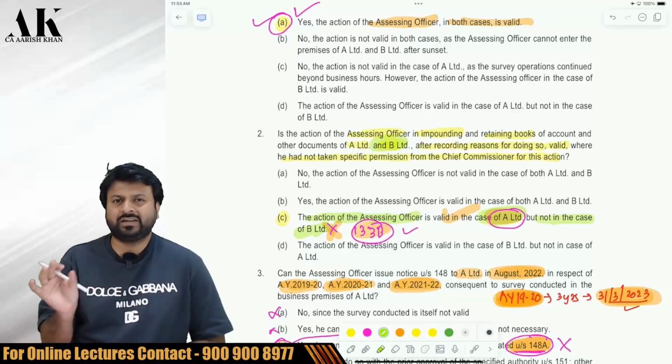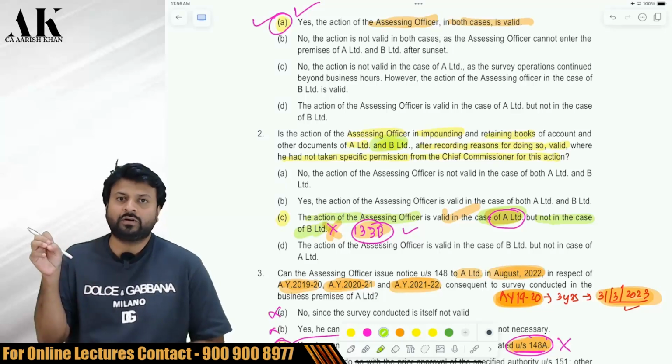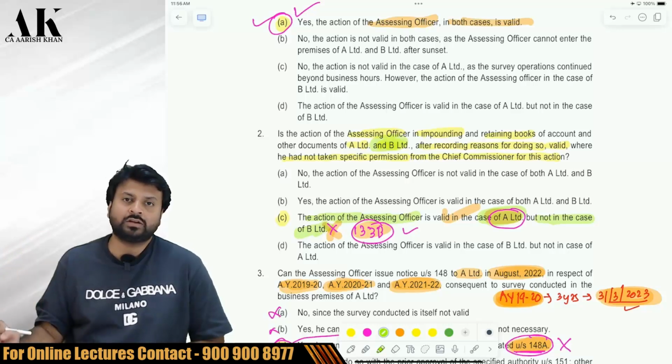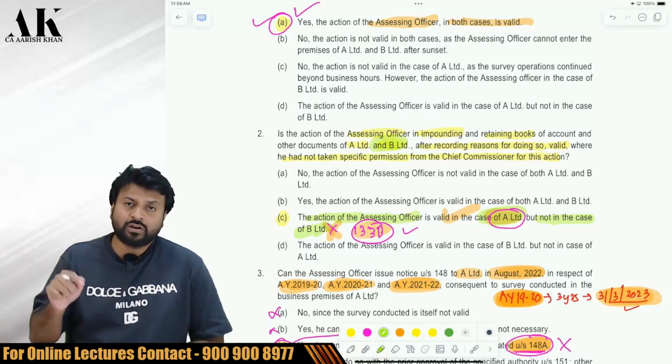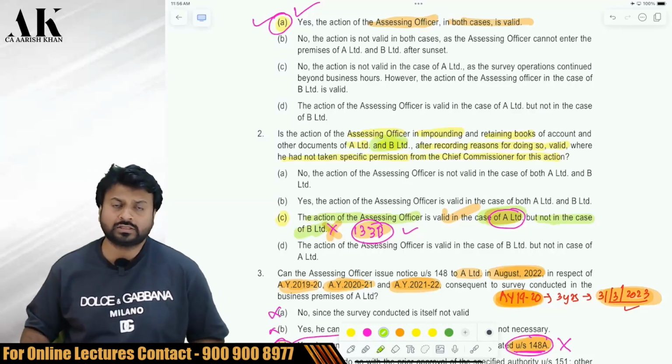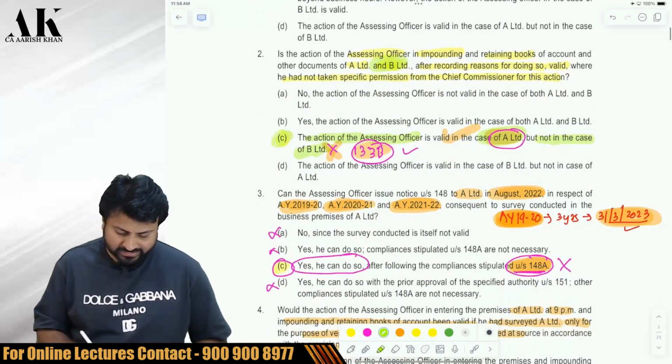See, very clearly it is written in 133B. In 133B, you have the power to only collect information. You cannot take away anything else. You cannot even touch the books of accounts and other documents. For that, you have to take an approval, which you have not taken. Therefore, you do not have the right to impound books of accounts in case of collection of information without an approval. And therefore, the answer to this question is C.